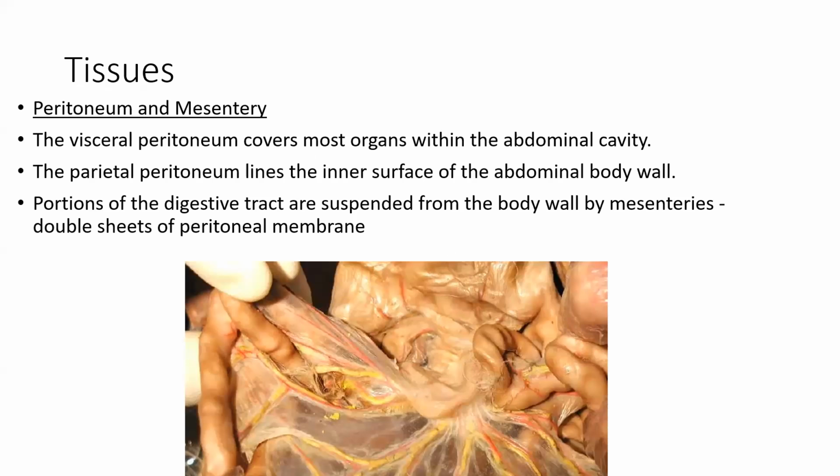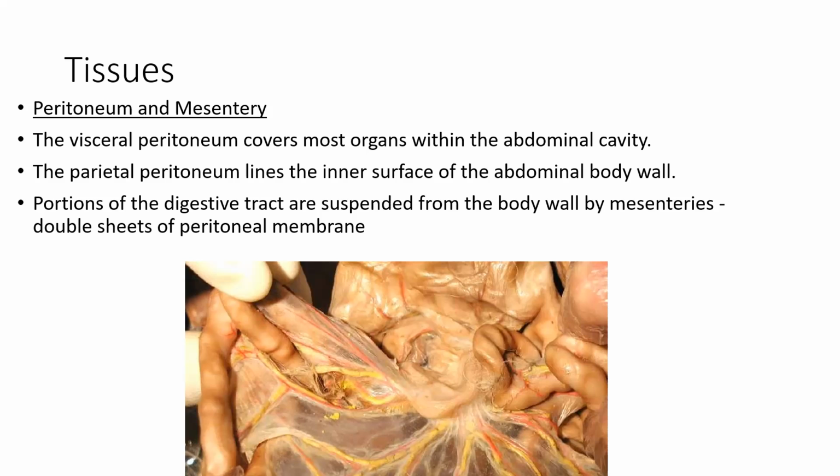So I just said the visceral peritoneum covers most of the organs in the abdominal cavity, and we line the inner wall with the parietal peritoneum. But to help hold things in place, it's not enough that they're just stuck together. We also have membranes that hold things in place. These are called the mesenteries. They are extensions of the peritoneum.